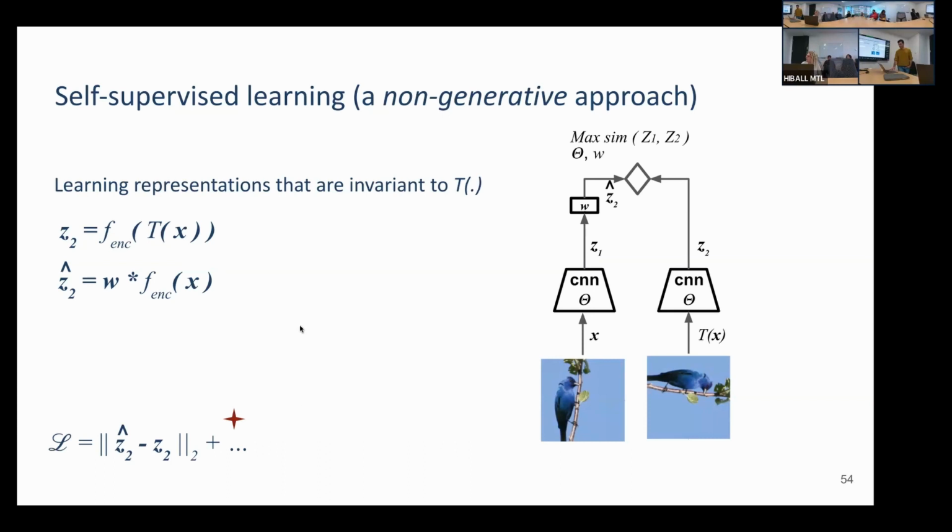But it also has some extra terms, because I'm not going into details, but if you don't put these extra terms, these regularization terms, the network can learn something trivial. The network can map everything to 0, and still 0 minus 0 would be 0. So in order to avoid that, we also have some regularization terms or some other techniques to deal with this problem.